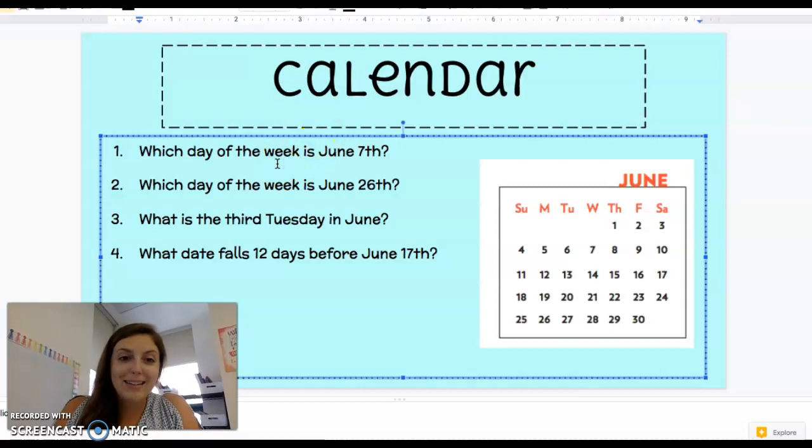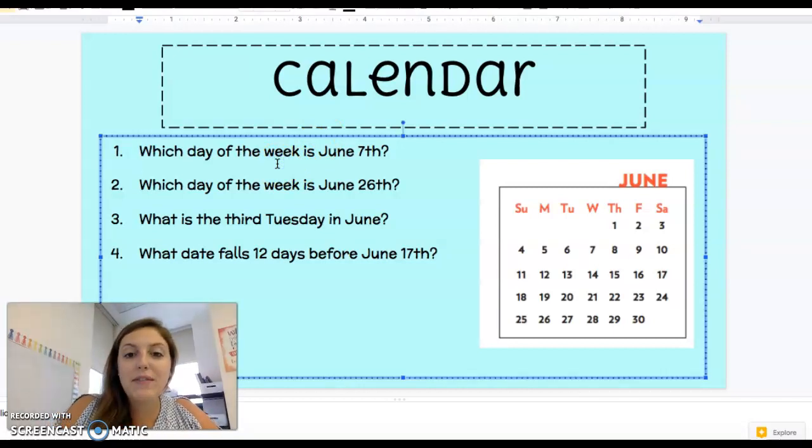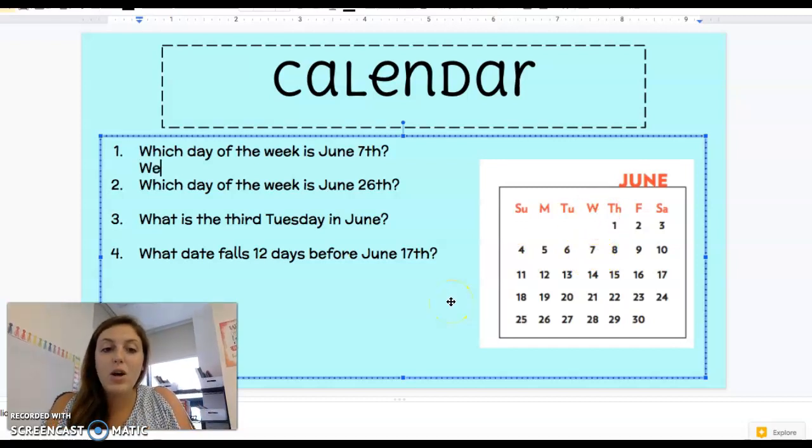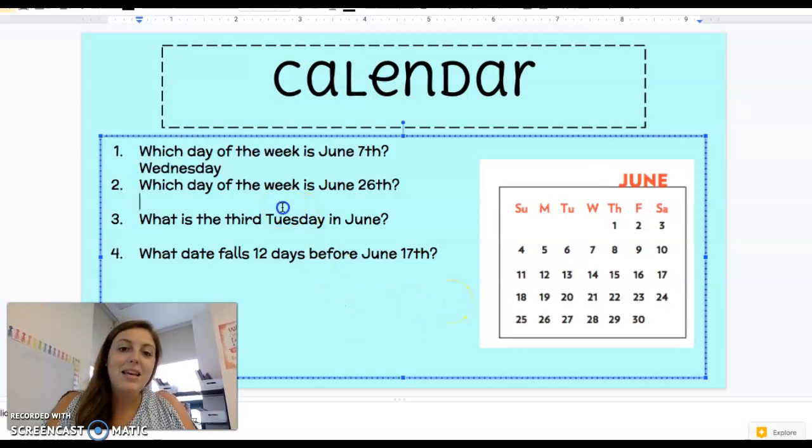Okay, welcome back. Let's work on solving these together. So the first question asks, which day of the week is June 7th? Looking at my calendar, I see the 7th is right here, and the 7th falls on a Wednesday. So which day of the week is it? Wednesday. Question 2 asked, which day of the week is June 26th? I'm going to go down to June 26th, and I can see that that date fell on a Monday.